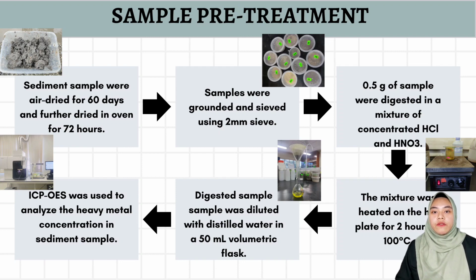Next, 0.5 gram of sediment was digested using the aqua regia digestion method in a 100 ml beaker using 3 ml of concentrated nitric acid and 9 ml of concentrated hydrochloric acid. The mixture was heated on the hot plate for 2 hours at 100 degrees Celsius. The digested sample was then diluted with distilled water in a 50 ml volumetric flask. For each sample, 2 replicates were prepared. ICP-OES was used to analyze the concentration of the chosen heavy metals.